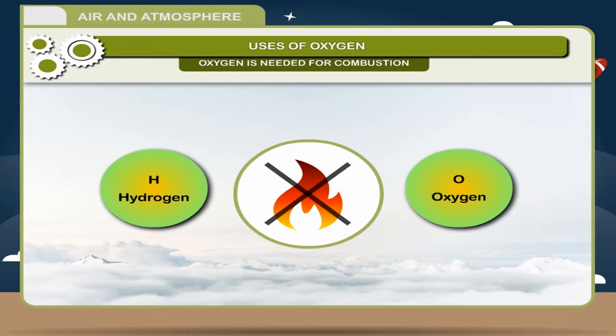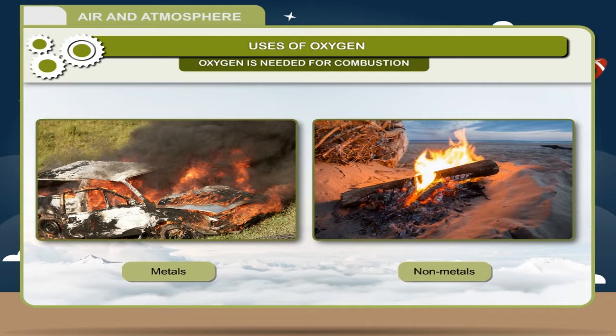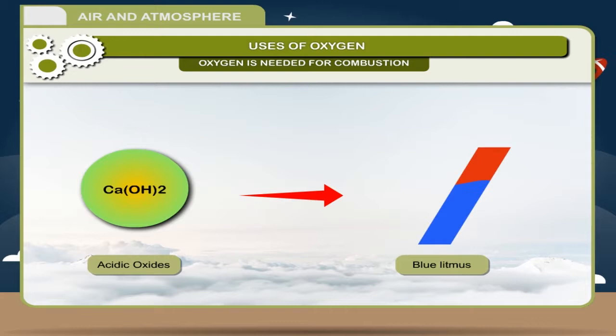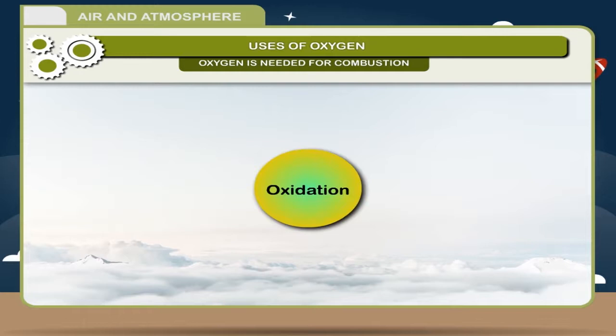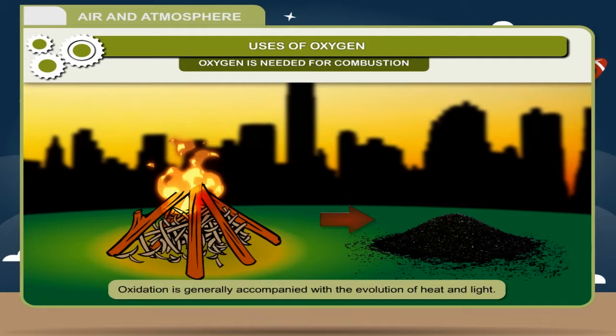Metals and non-metals burn in an atmosphere of oxygen, forming compounds called oxides. These oxides are generally acidic, turn blue litmus red, or basic, turn red litmus blue. The combination of an element with oxygen is called oxidation. Oxidation is generally accompanied with the evolution of heat and light.